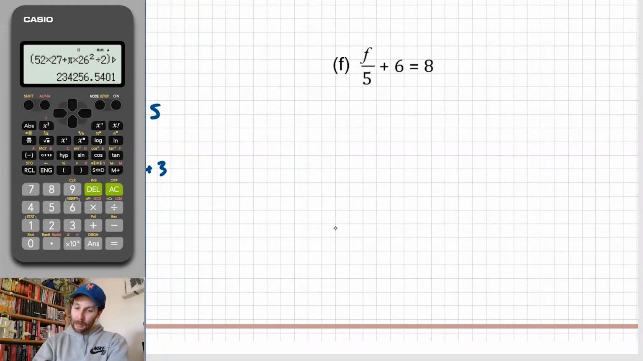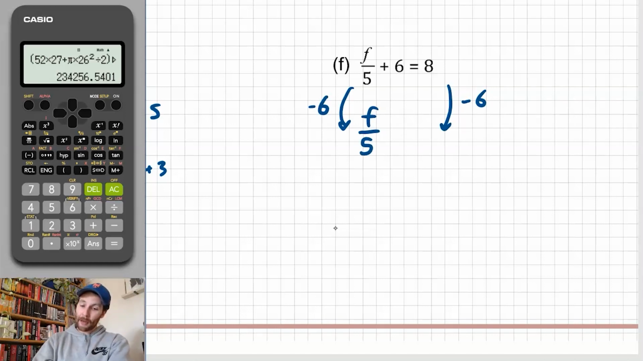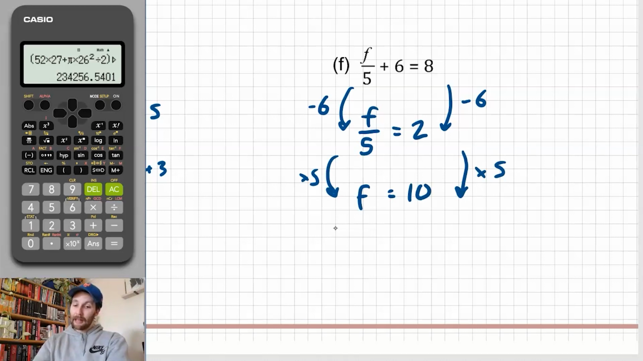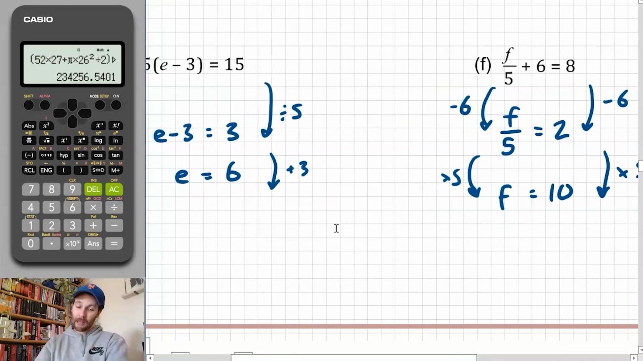Last one. This time we've got a number divided by 5 plus 6 equals 8. Let's get rid of that plus 6 first, because again, you've got to undo everything in the opposite order. So you go backwards. Let's take that 6 away, gives us 2, and then we'll undo dividing by 5 by timesing by 5, which is going to give us 10. And again, let's just try it up here, see if it works. 10 divided by 5 is 2, and 2 plus 6 is 8, so it works.